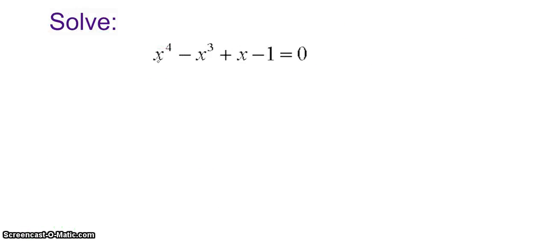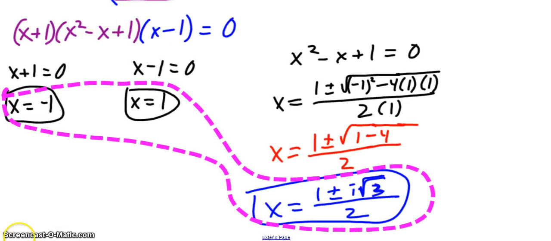Next one. Solve. I want you to do this on your own. Hint: factor by grouping. Pause the video, and unpause when you're ready to check your work. Another hint, you should get 4 answers. Keep that in mind. Okay, so here we should get x equals negative 1, x equals 1, and x equals 1 plus or minus i root 3 all over 2.